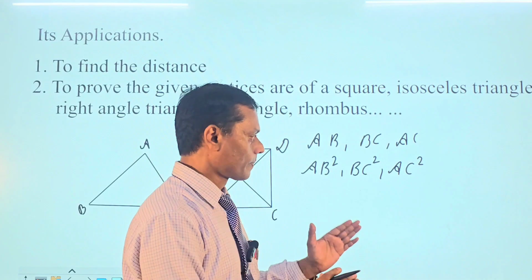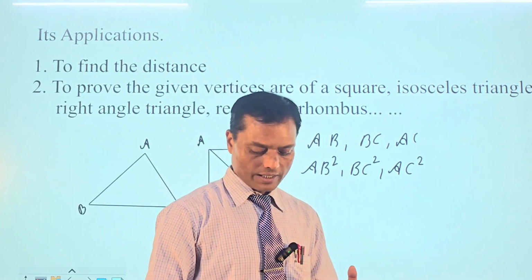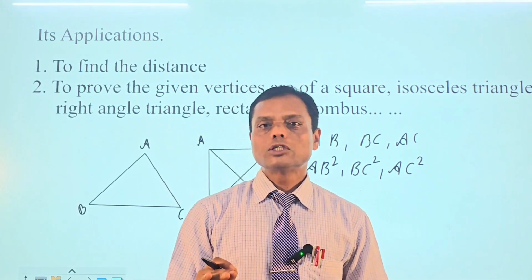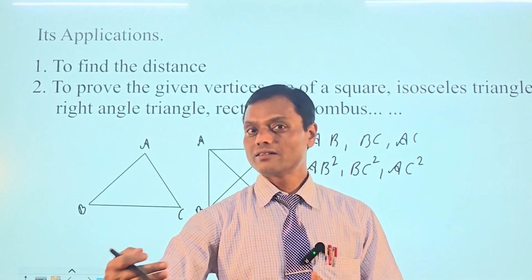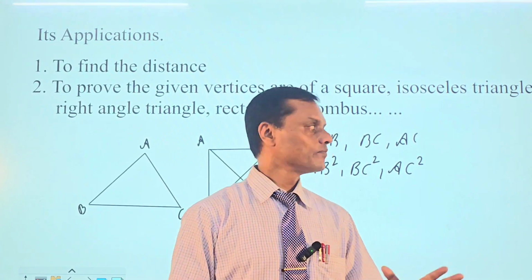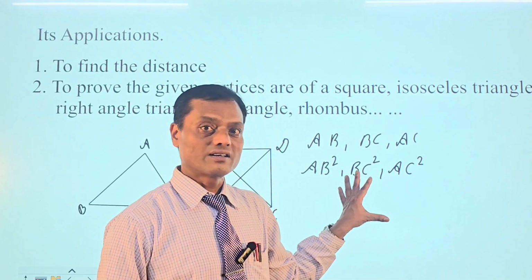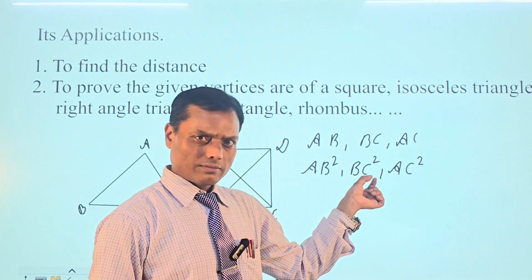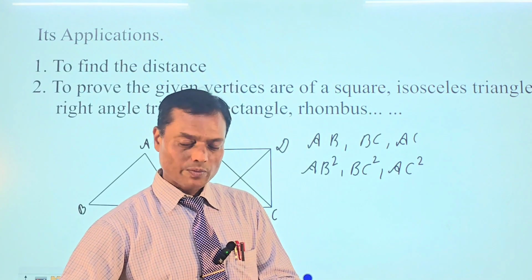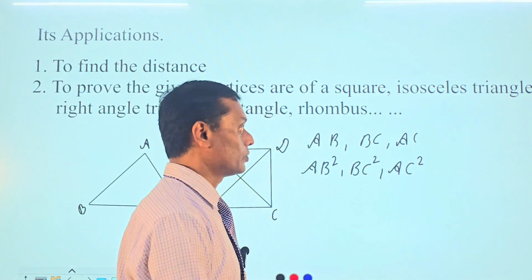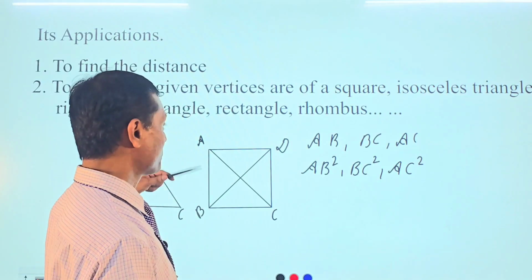Then see carefully, the sum of the squares of the two smaller sides. Listen carefully, the sum of the squares of any two sides, if it is equal to the square of the other side, then it proves that the vertices are of a right angle triangle, and that equals the square of the bigger side, the hypotenuse. So don't forget, you can practice, and then you can easily get the answer.